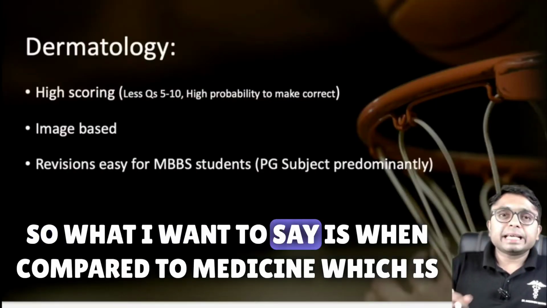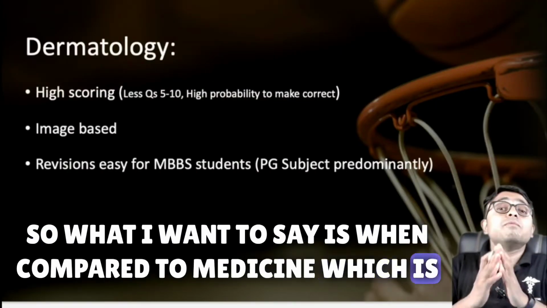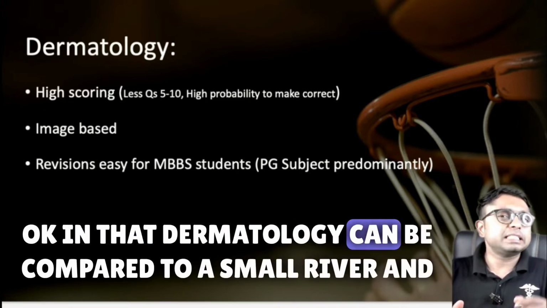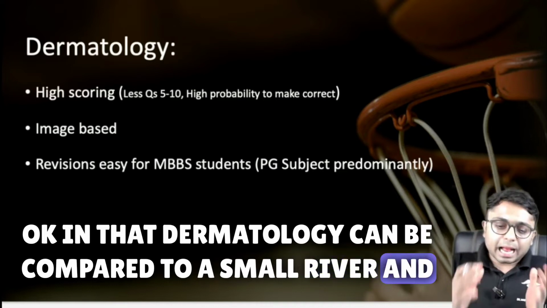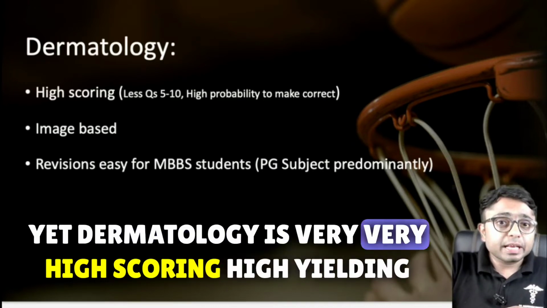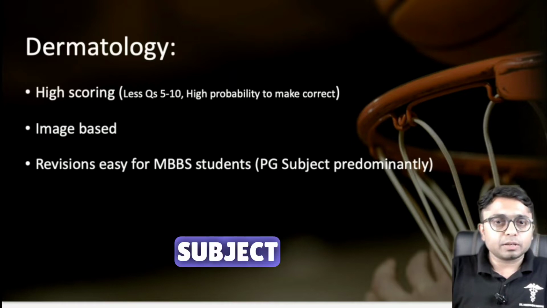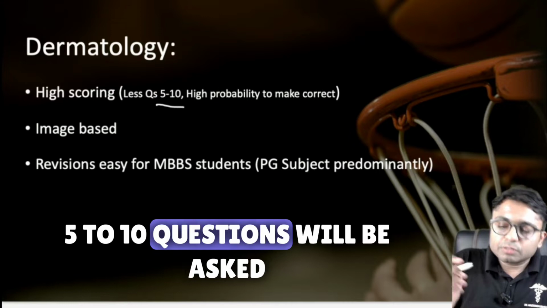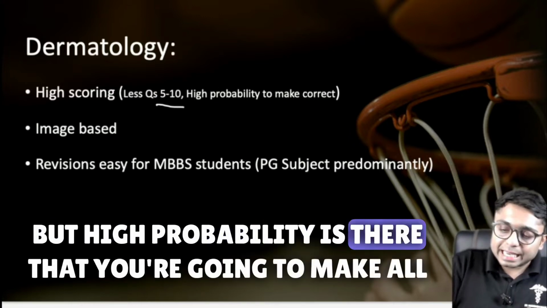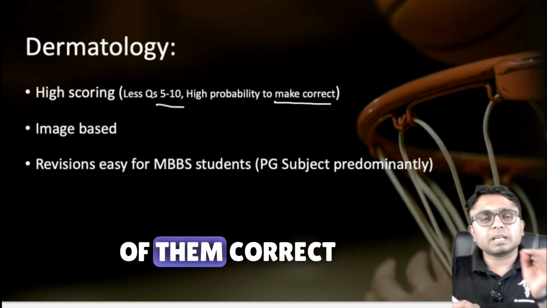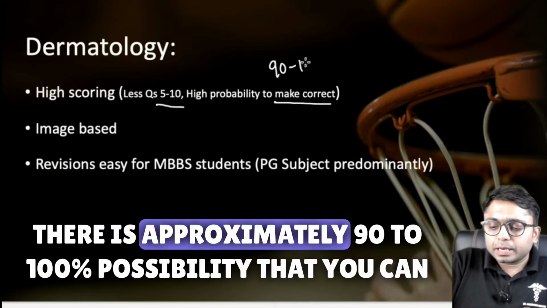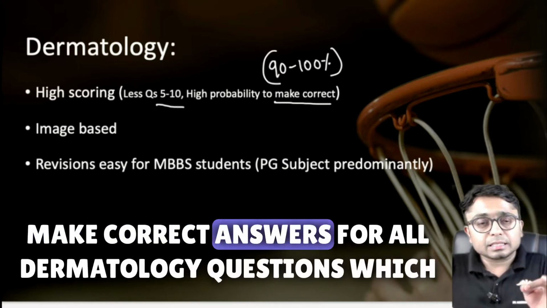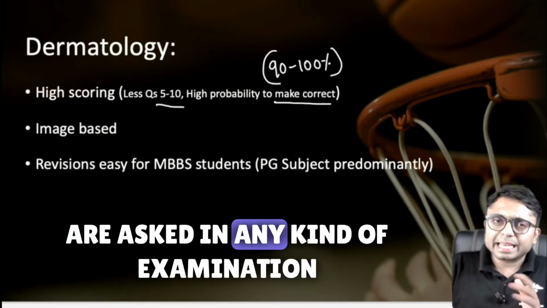What I want to say is, compared to medicine, which is a vast subject like an ocean, dermatology can be compared to a small river, and yet dermatology is a very high scoring, high yielding subject. Why? Because fewer questions will be asked, like 5 to 10, but there is a high probability that you are going to get all of them correct. There is approximately a 90 to 100% possibility that you can answer all dermatology questions asked in any kind of examination.